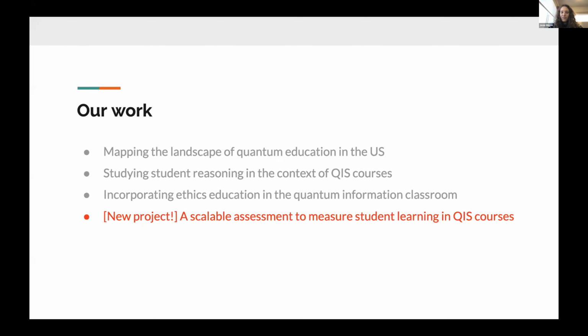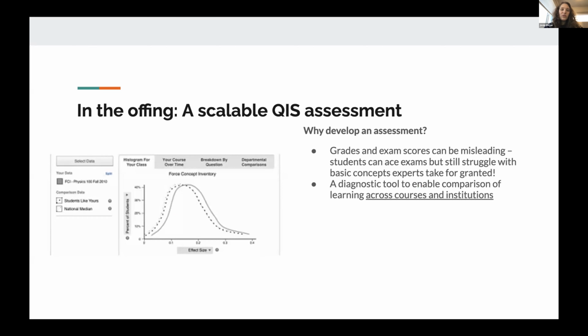And finally, some final work we've just started is working on a scalable assessment to measure student learning in quantum information science courses. So what do I mean by a scalable assessment? Well, this is not your final exam. In fact, one thing that we show over and over and over again in physics education research and other discipline-based education research is that grades and exam scores, though they can be helpful for distinguishing one student from another in the same class, can be misleading in a couple of ways. Students can ace exams because they've gotten really good at guessing the way problems are solved, but struggle with basic concepts that experts take for granted. And also, it's very difficult to compare across courses.